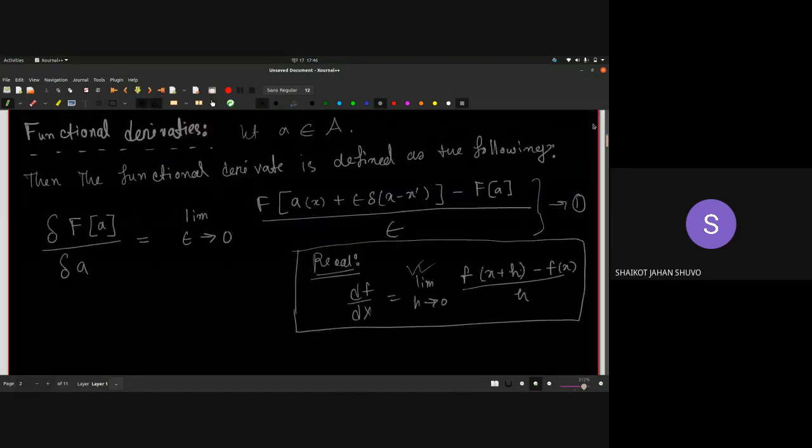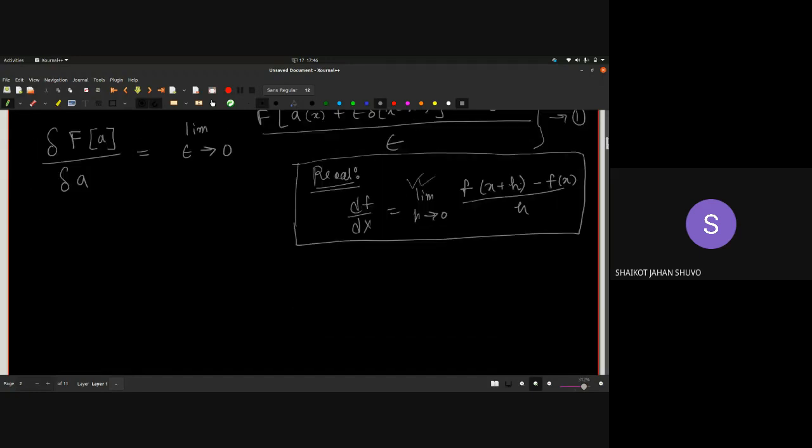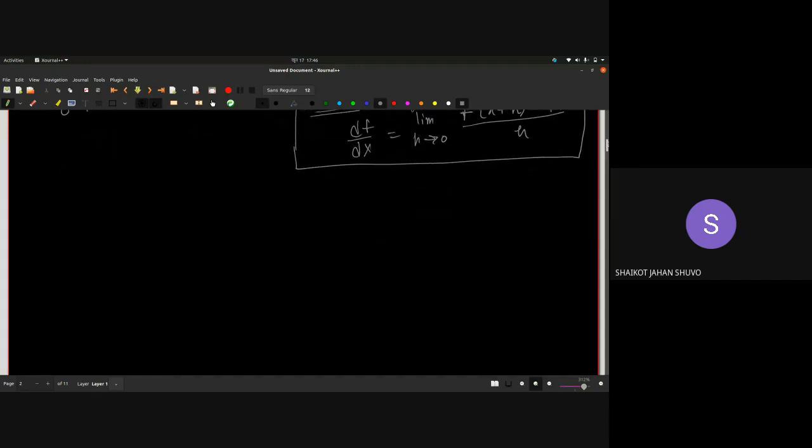So this is the definition, that means equation 1. This is the definition we're going to use most of the time. But there is a generalization, and the generalization is something similar to a directional derivative. The generalized version of 1.